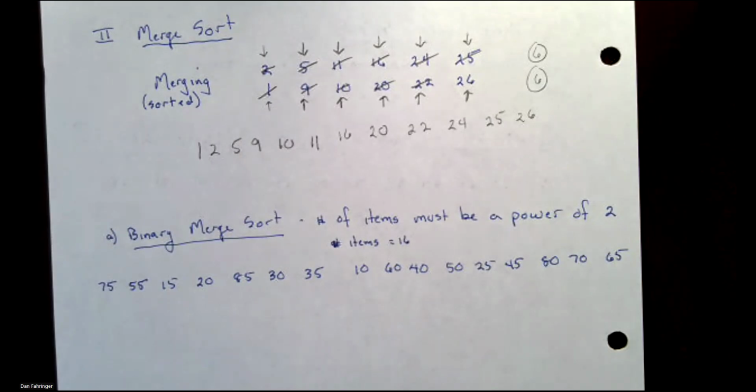The number of items must be a power of 2 because we're going to do a lot of cutting in half, cutting in half, cutting in half. And for this problem, the number of items is in fact 16. I'll give you a couple seconds to copy these down.